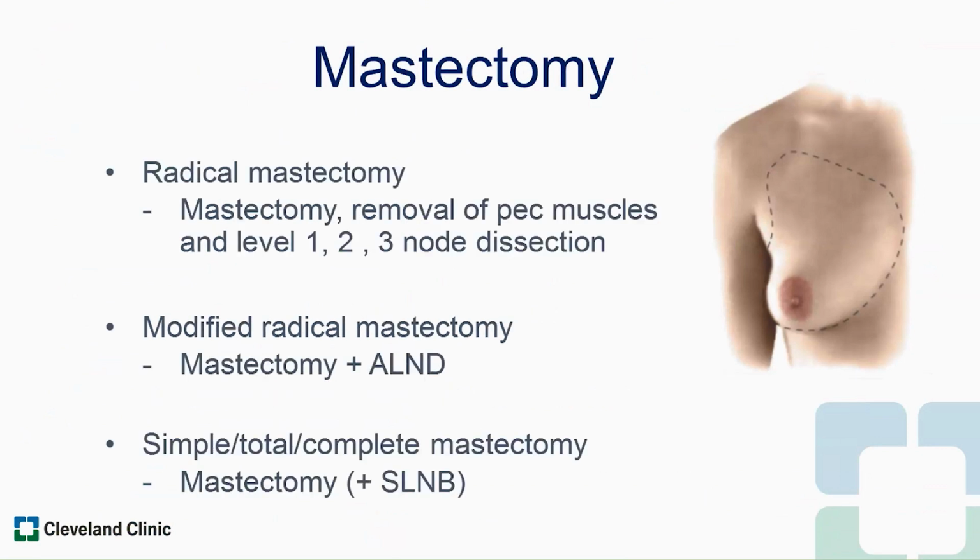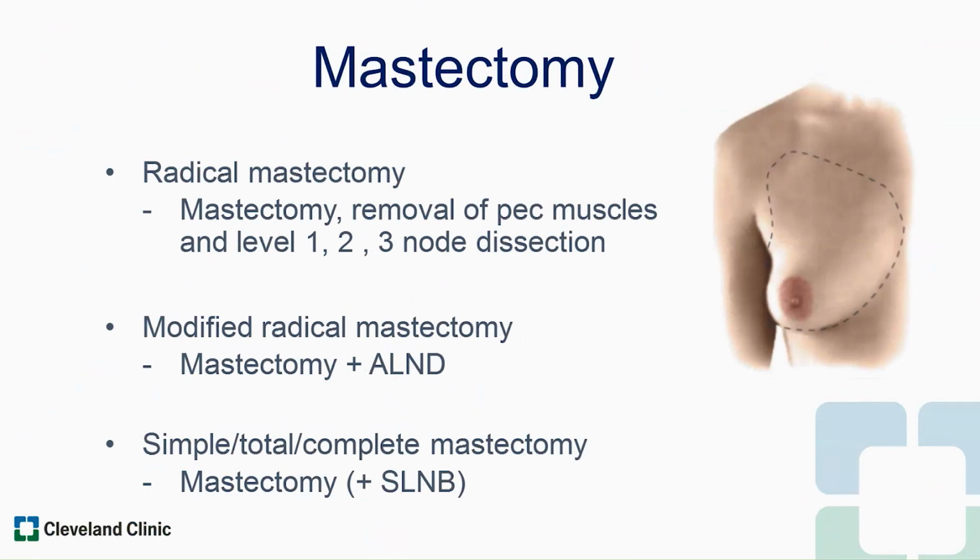So radical mastectomy really isn't performed anymore unless there's truly locally advanced disease where we're trying to get control of it. And so it's a mastectomy, removal of the pec muscle, and level 1, 2, and 3 lymph node dissection.